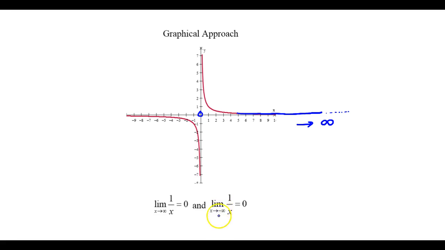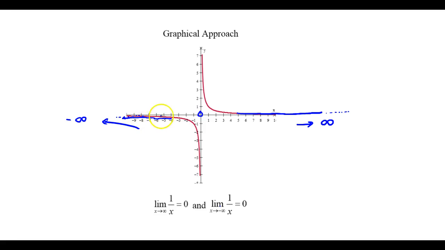And now as I approach negative infinity, as I head this direction towards negative infinity on the x-axis, let's trace the function and see what y values I'm getting closer to. The y value I'm getting closer to again is 0, this time from negative values, but I'm still getting closer and closer to 0, which again matches my numerical evidence.